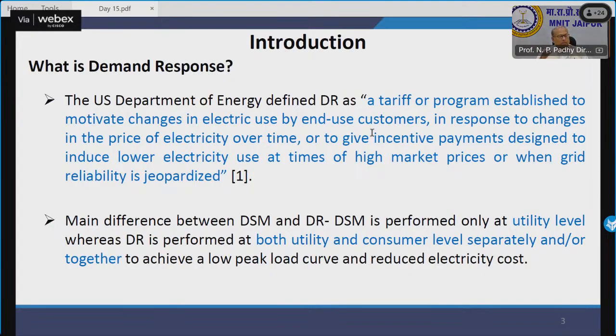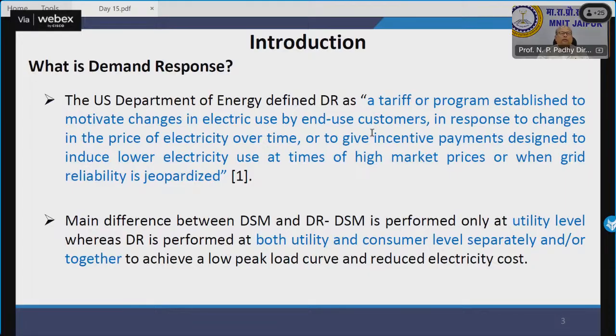Means you have a system. When the system is in trouble, they will encourage you not to use electricity by giving some price incentives. The main difference between DSM and DR: DSM is performed only at utility level. Demand side management is taken care of at utility level, and DR is performed at both utility as well as consumer level, separately and or together, to achieve the low peak load curve and reduced electricity cost.